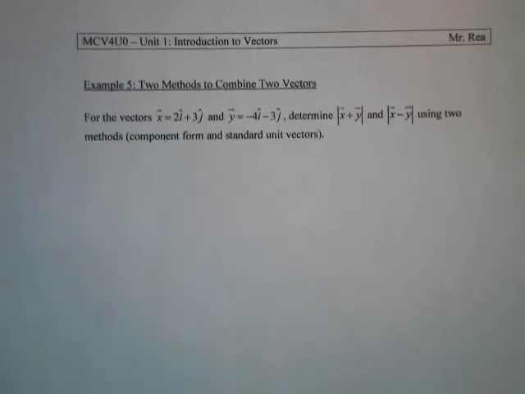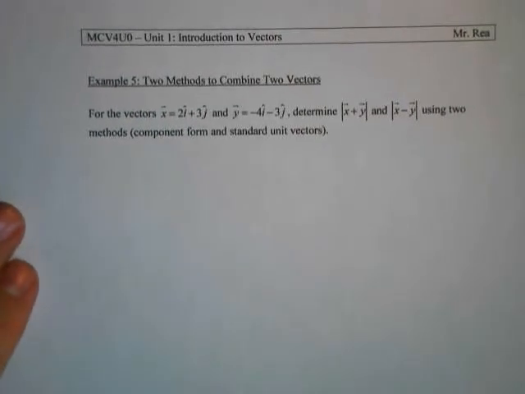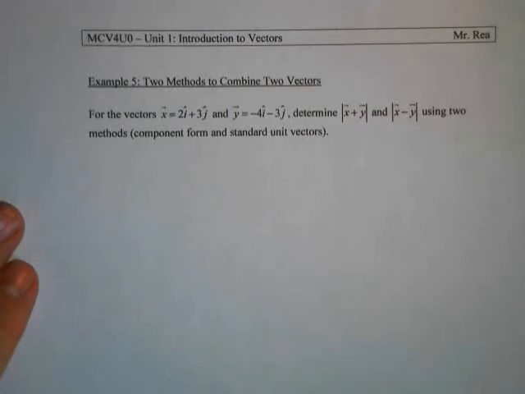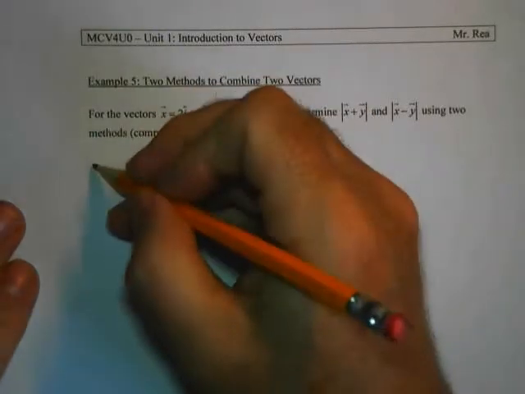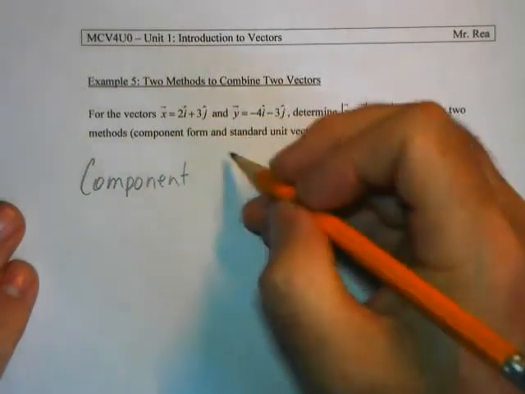Okay, for the vectors x equals 2i plus 3j and y equals negative 4i minus 3j, determine the magnitude of x plus y vectors and the magnitude of x minus y vectors using two methods, component form and standard unit vectors. So eventually, you just choose one of these methods, but I want to show you both approaches just so you have exposure to two ways of doing the same question. So we'll do the component form first.